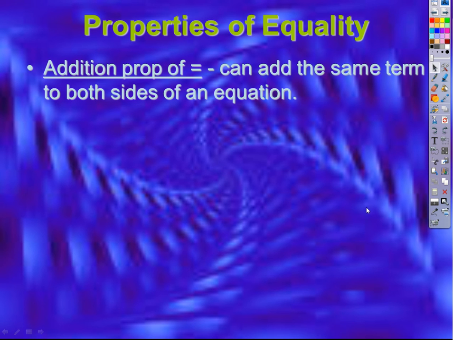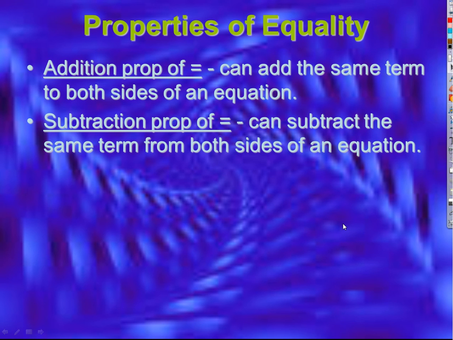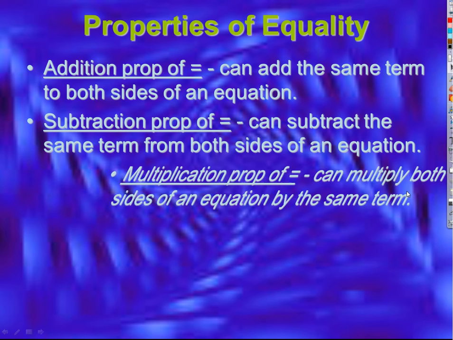Okay, what's the other one? Well, we also have the subtraction property of equality, which just says a very similar type thing. We can subtract the same term. Notice that we get the same word there. The same term from both sides of an equation if we want to.